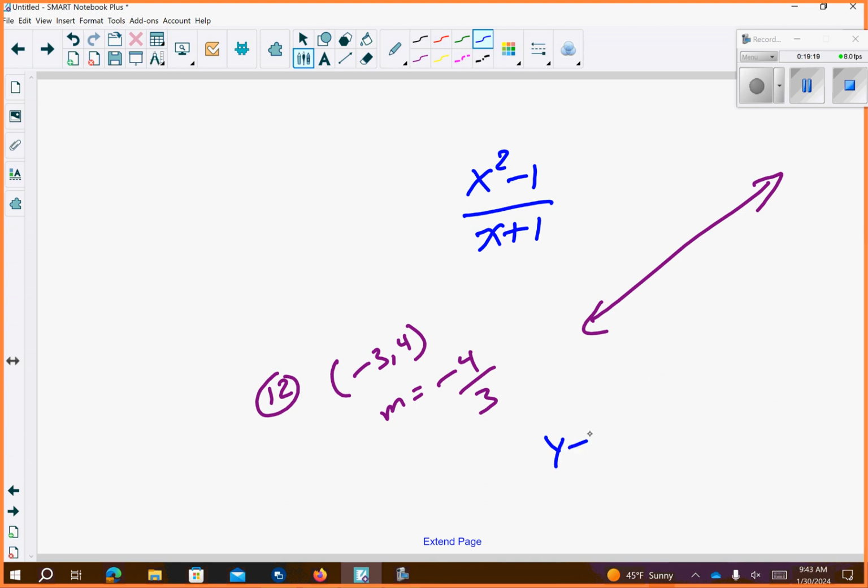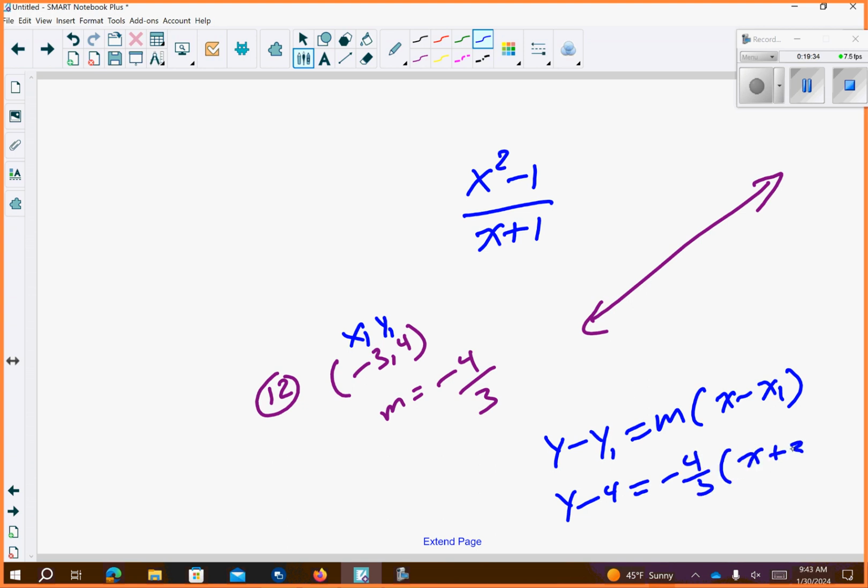So then you have to remember your point-slope formula. I don't know how your teachers have done it in the past, but realize this: x1, y1, so this is y minus 4 equals negative 4/3 times x plus 3. When you plug values into point-slope, they become opposite signed. That's why the positive 4 becomes a negative 4, and that's why the negative 3 becomes a positive 3. So that equation is the answer.